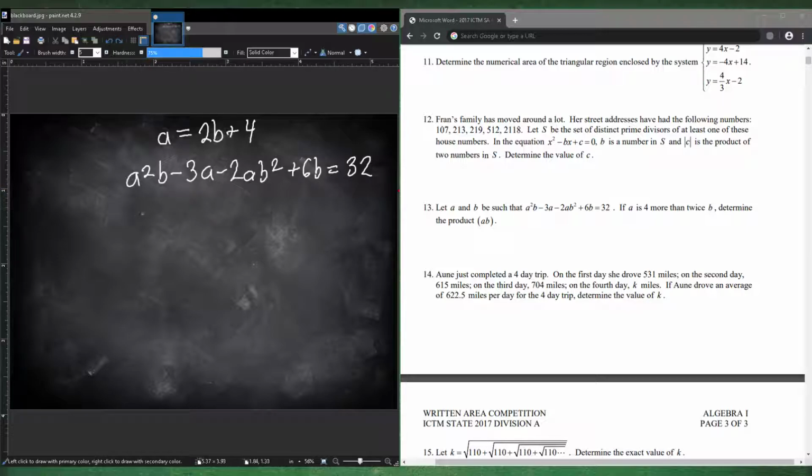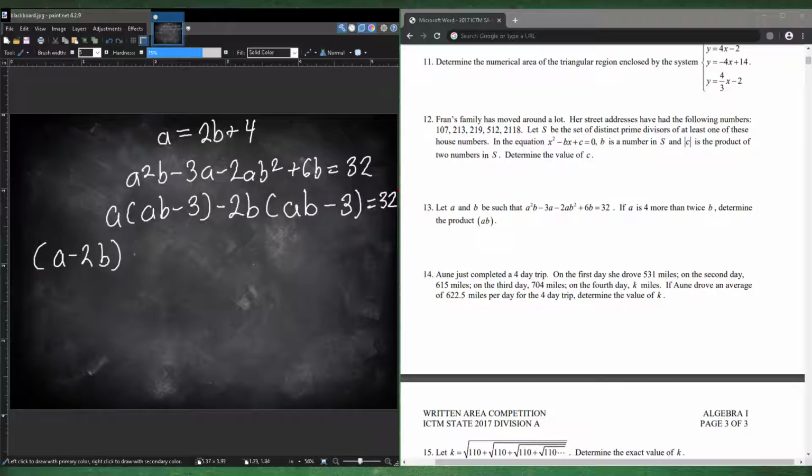So I'm going to distribute out an a, which is going to be ab minus 3. And then right here, I'm going to distribute out a negative 2b, which is going to give us ab minus 3, which equals 32, right? So we could combine a minus 2b. I know it's kind of hard to look at because it's all white, so it shows a different color. a minus 2b times ab minus 3 is equal to 32.